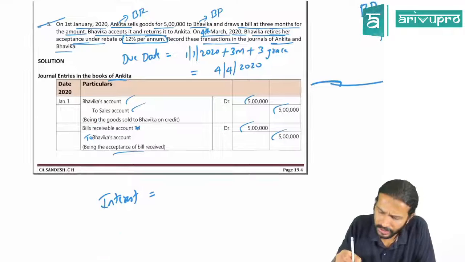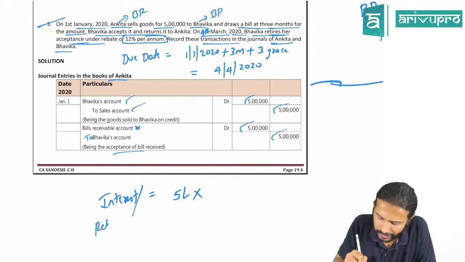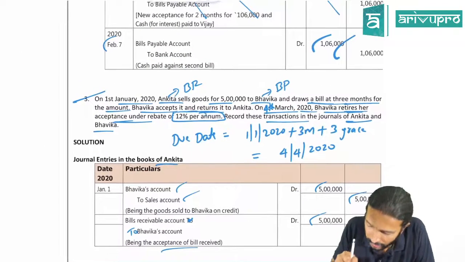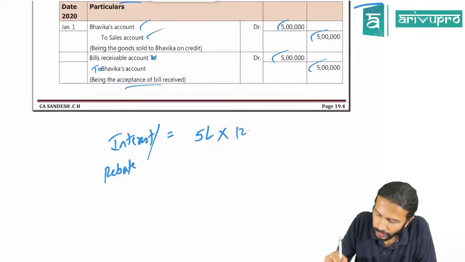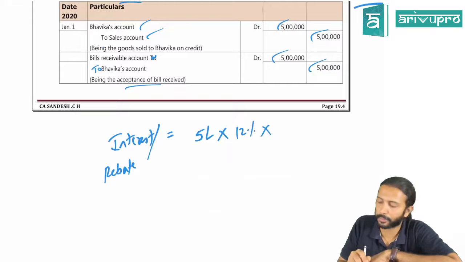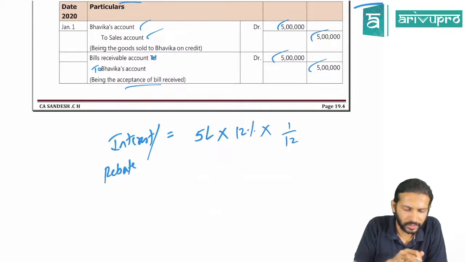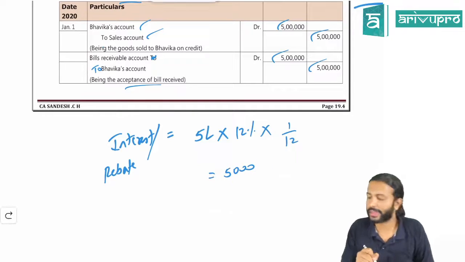So calculate. How much is that? Bill value is 5 lakh. Interest, or you can call it a rebate, is fine. What is the rebate or interest percentage? They have given 12% per annum. 12% is for the whole year. How many months early did she pay the money to us? 1 month. So 12% is for the whole year; for 1 month, how much? 5 lakh into 12% is 60,000. 60,000 divided by 12 is what? 5,000 rupees is the rebate amount. Got it?